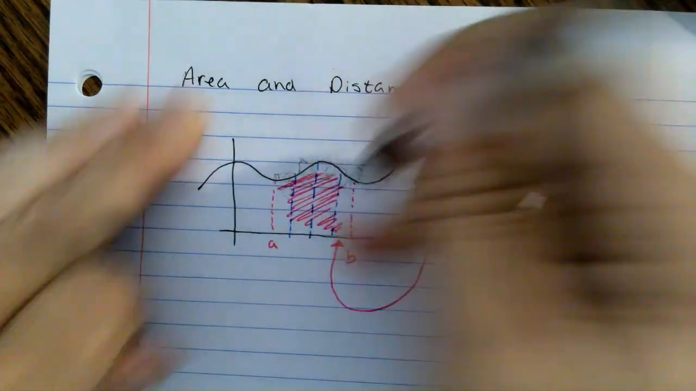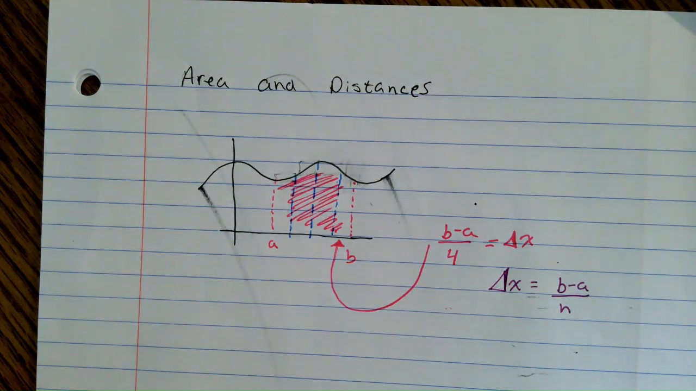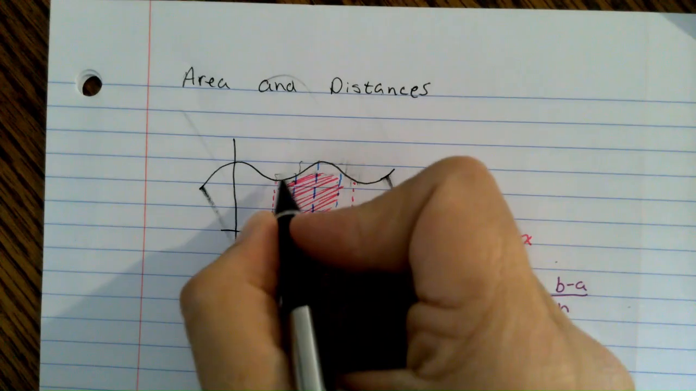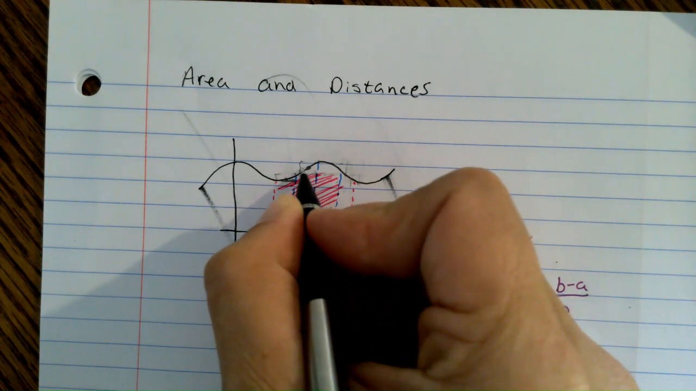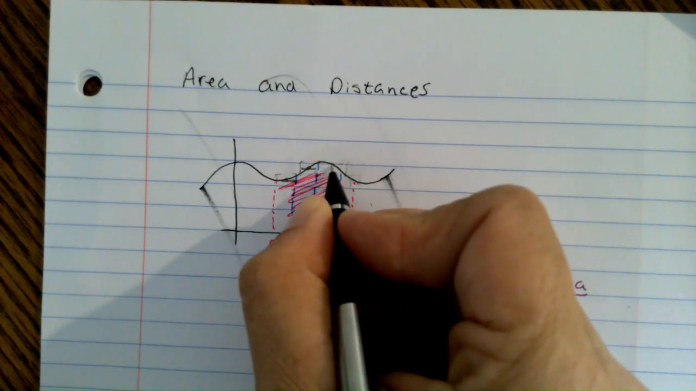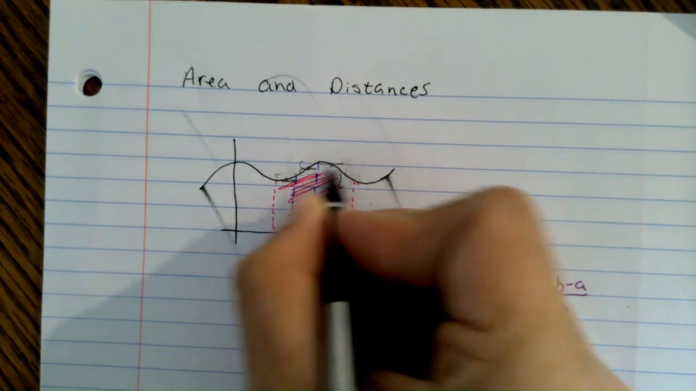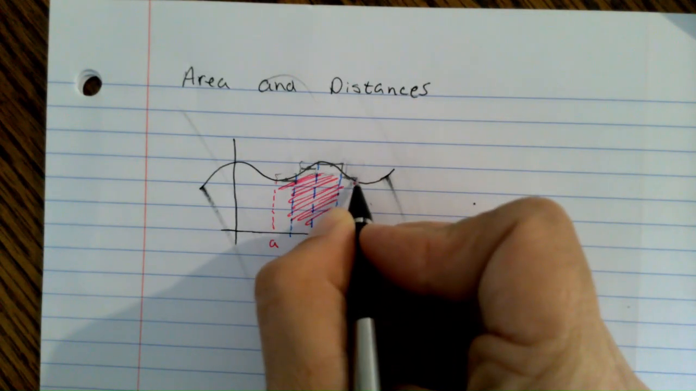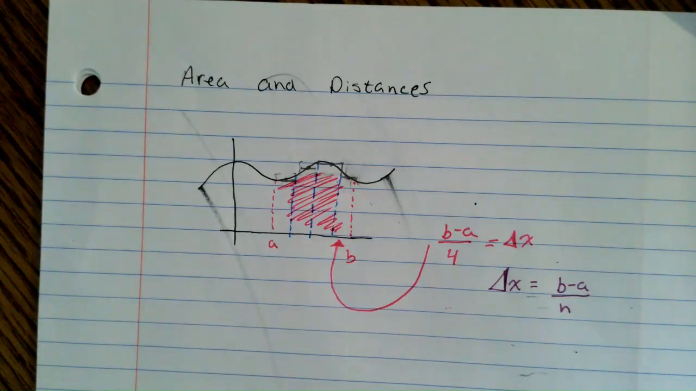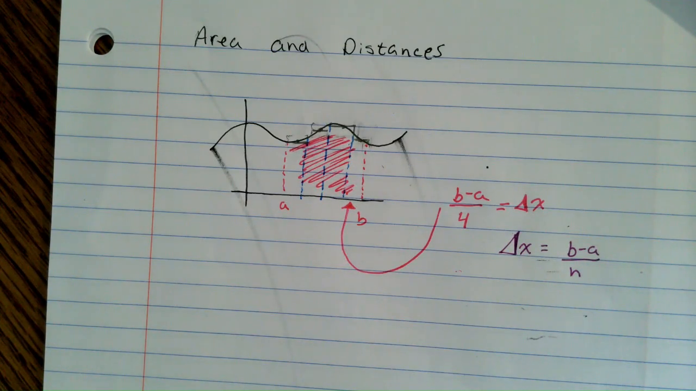Okay, let me erase those pencil marks. That got really streaky. So here's the middle, so we'll use this height. Here's the middle, so we'll use this height. Here's the middle, so we'll use this height. And here's the middle, so we'll use this height. And sometimes the midpoint is more accurate, but each of these has a height, correct?